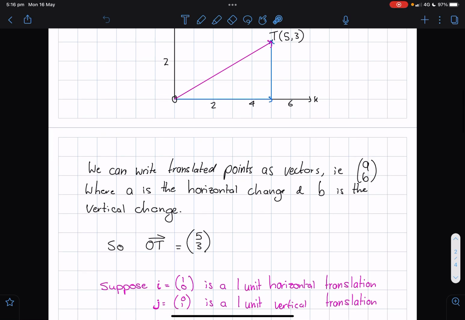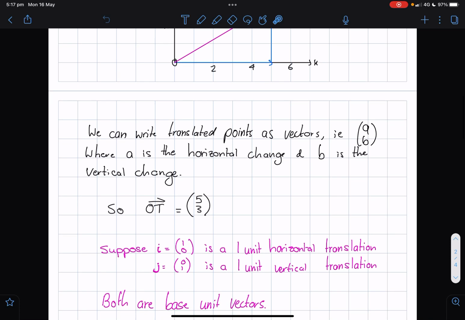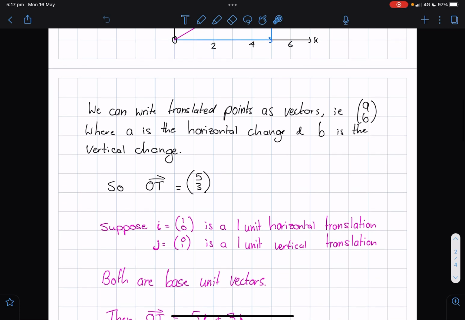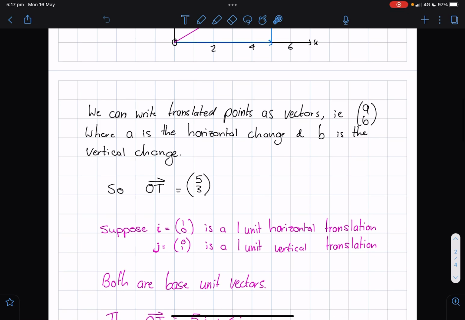So suppose we have these vectors i and j, where i is equal to (1, 0), and is a 1 unit horizontal translation. j is the opposite. It is (0, 1), and is a 1 unit vertical translation, okay? So both are what we call base unit vectors, and these are super useful, and we're actually going to use i and j quite a bit in the next coming chapters, all right?